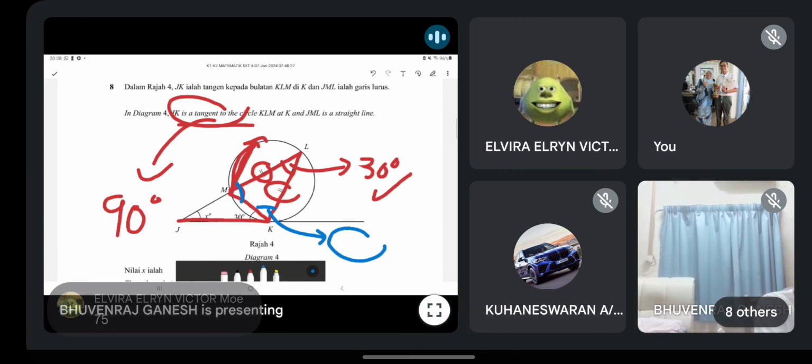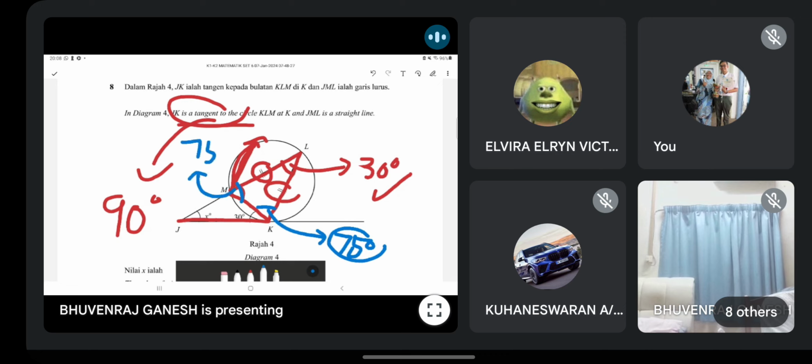Macam mana kira? Yes, finally. 75, correct. Remember, guys. Both of the angle akan sama. It'll always be the same. Means this one also is 75. Dua-dua pun 75. Can you guys get it? Okay, remember this concept.